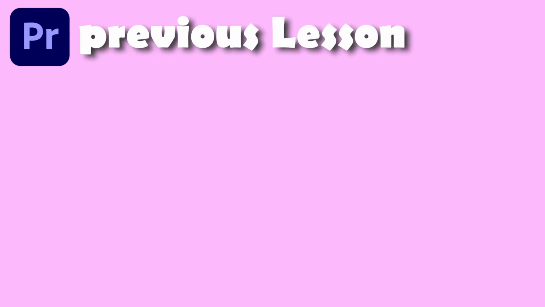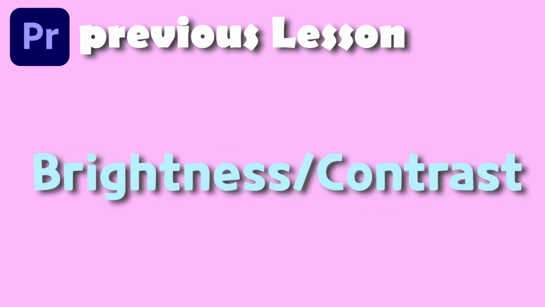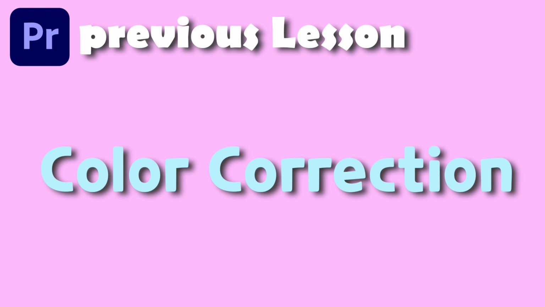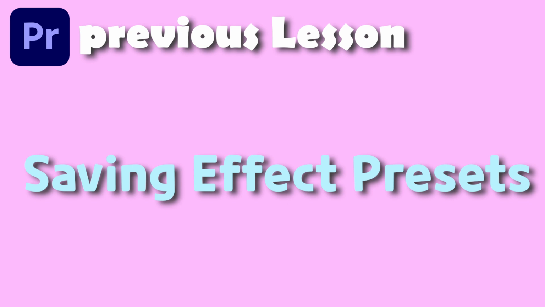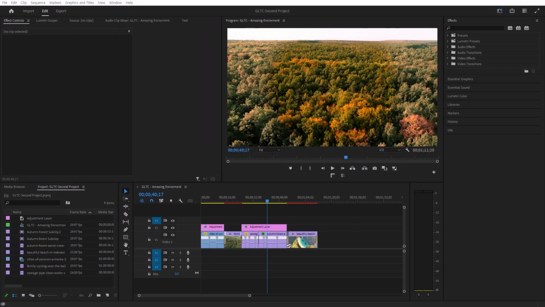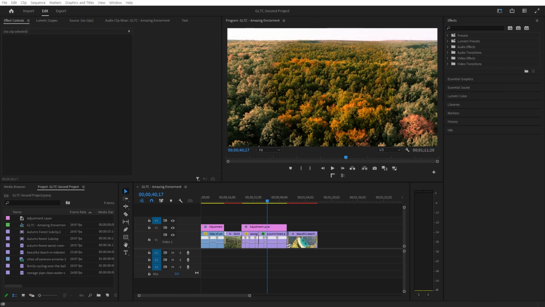In the previous lesson, we learned about subclips, time remapping for variable clip speed, brightness and contrast effects, masking and keyframes, black and white effect, color correction like Lumetri Color, effect presets, saving them, and adjustment layers. Today, we're going to learn how to create movement using keyframes. Before we talked about it for a short time, but we're going to look at it deeper and deeper.